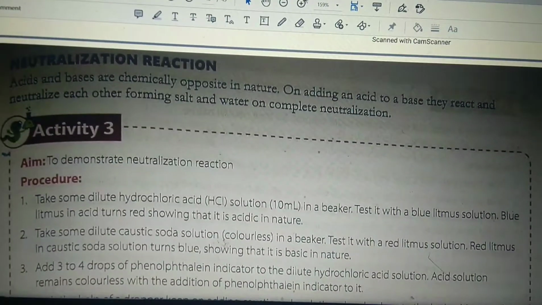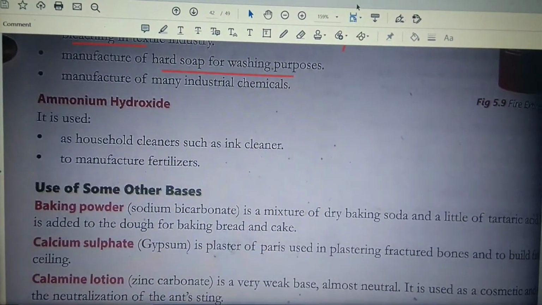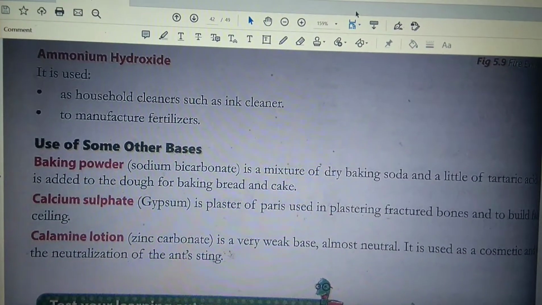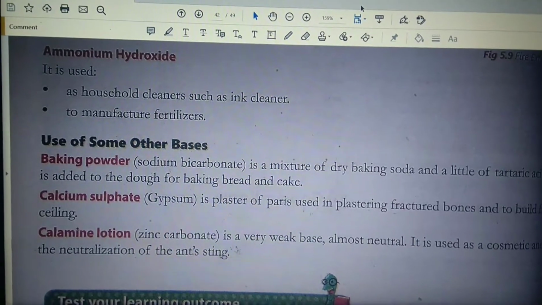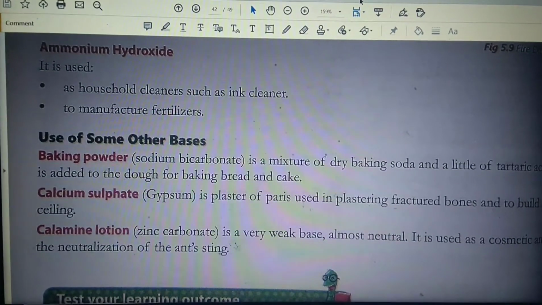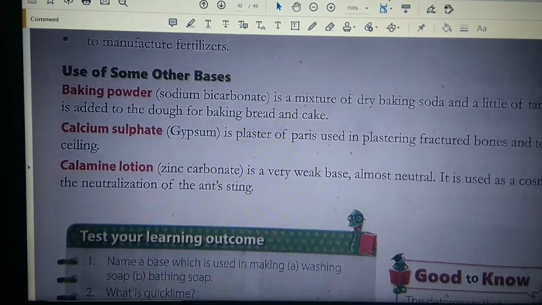Hello students. In the previous class I taught you about bases. What are bases? Bases are substances which are bitter in taste as well as slippery to touch. So let's see what the uses of bases are.